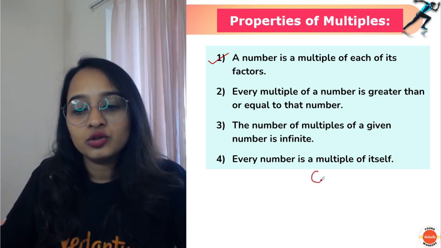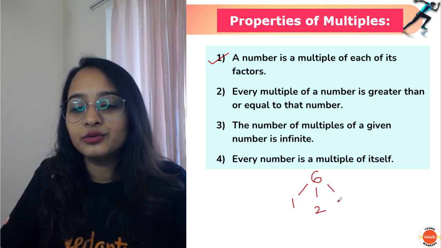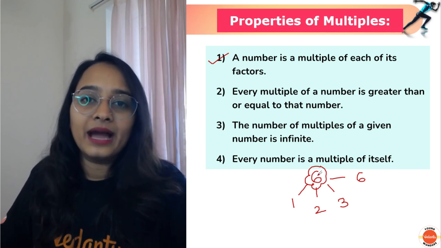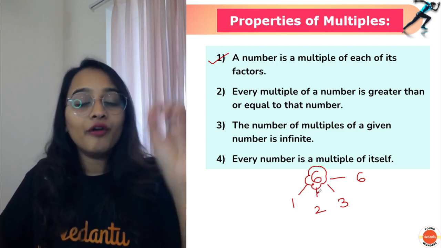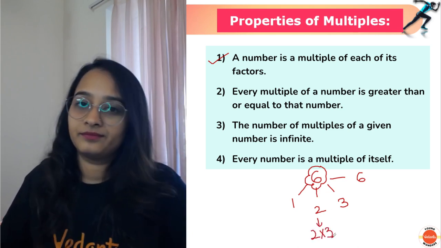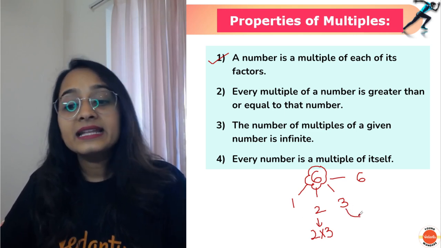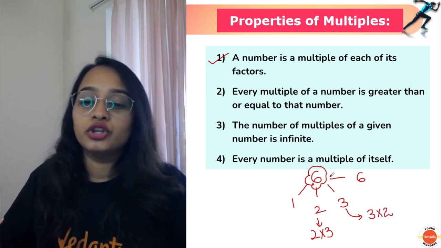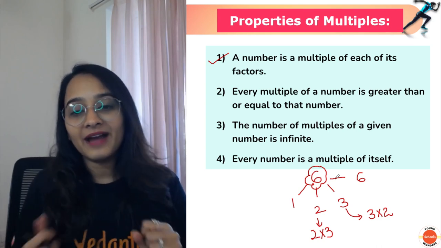If there is a number, let's take a small number, 6. What are the factors? 1, 2, 3 and 6. So this is our hero here, 6. This number is a multiple of each of the factors. That means, it is a multiple of 2. When you multiply 2 with 3, you get 6. It's a multiple of 3 also. When you multiply 3 with 2, you get 6. So, a number is a multiple of every factor.